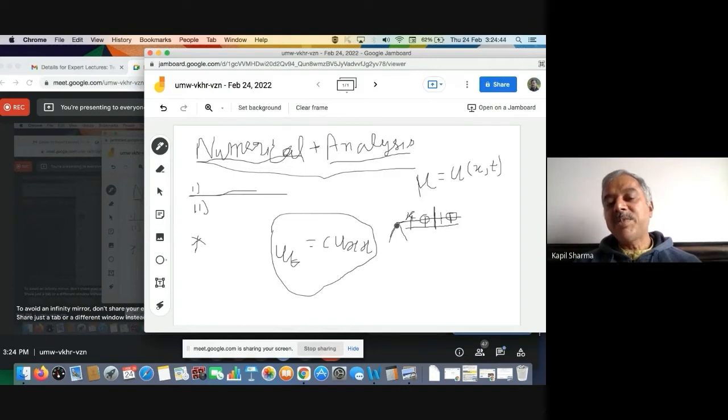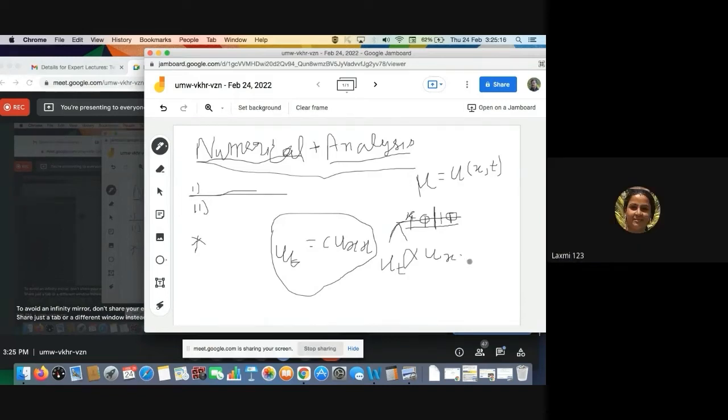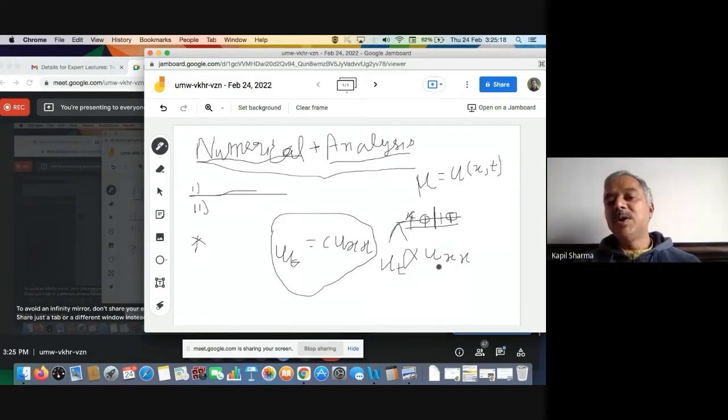Basically, the rate of change of temperature, the heat we are giving, is equal to the diffusion with respect to x. The rate of change is represented by the first derivative, so ut is proportional to uxx, because diffusion is represented by the second derivative. Am I right? Yes, sir. So ut is proportional to uxx.